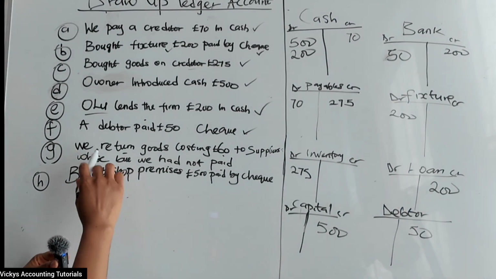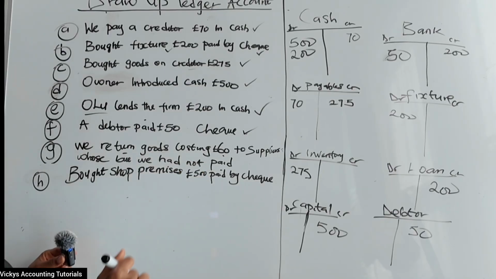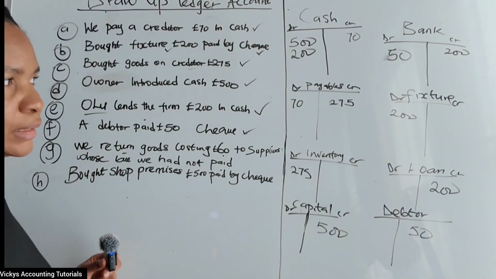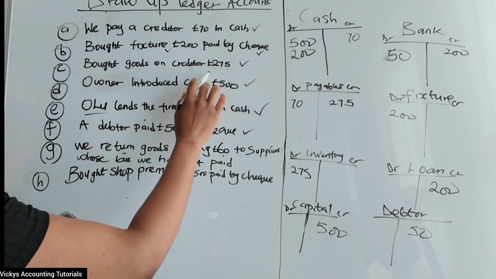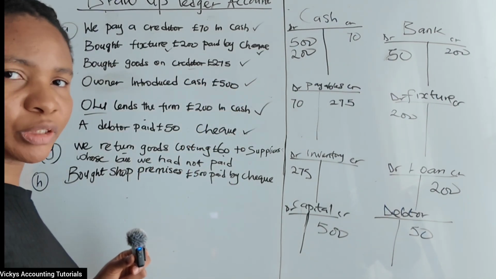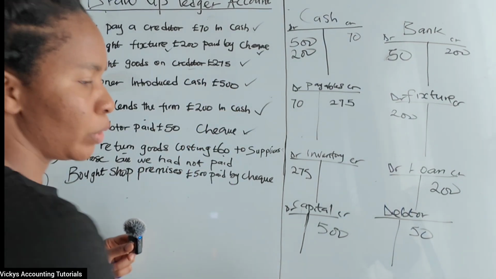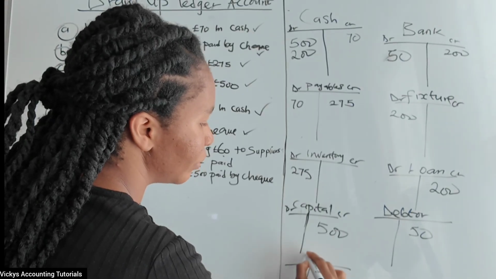The next one is we returned goods costing 600 to our supplier. Let's imagine that. Remember, we initially purchased goods worth 275. Let's say we returned some part of that, right? We're going to open another account called return.